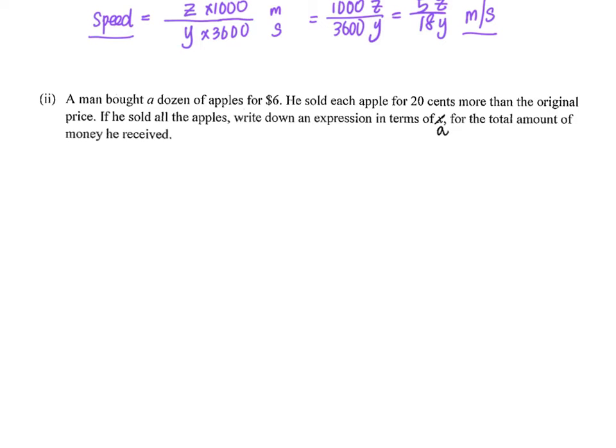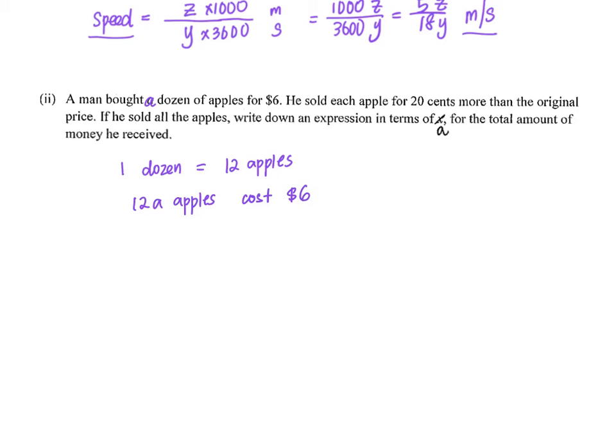Part 2. A man bought a dozen apples for $6. Oh, sorry, this is letter A, okay? A dozen apples. Okay, wait, before I begin. 1 dozen got how many? 12 apples. Right. So, a dozen will have 12 apples. 12 apples cost how much? $6. Okay, 12 apples cost $6.